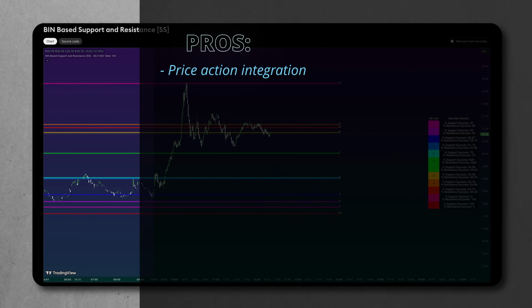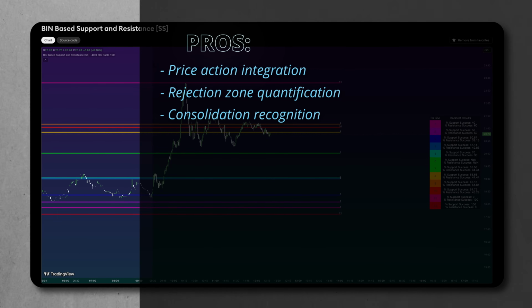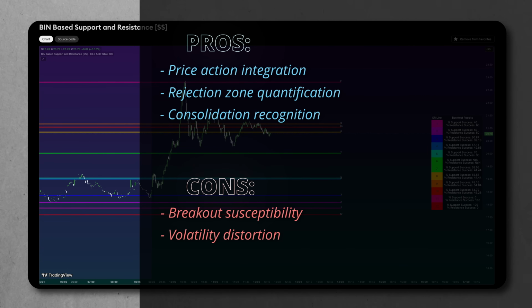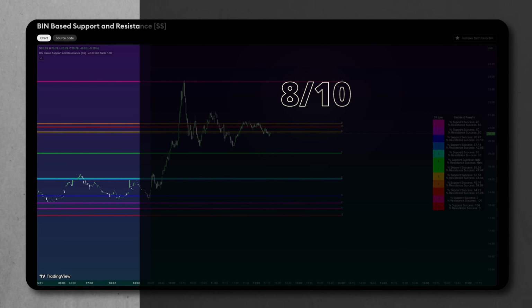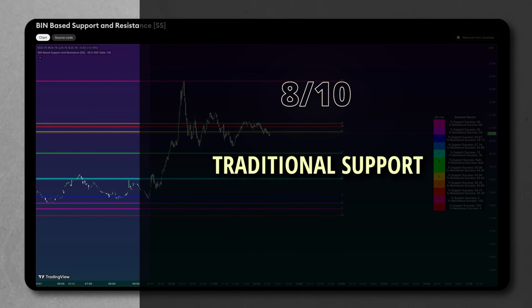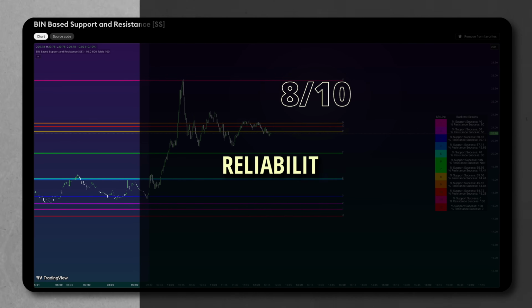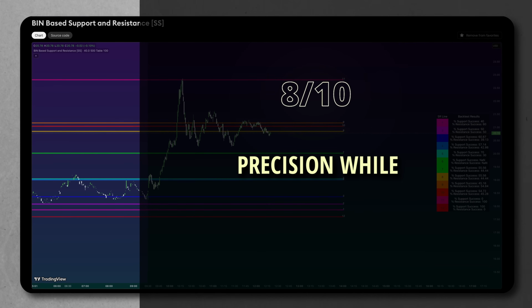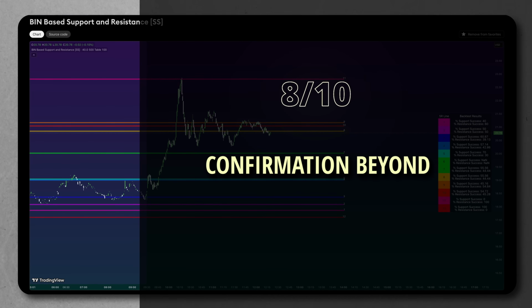Pros: price action integration, rejection zone quantification, consolidation recognition. Cons: breakout susceptibility, volatility distortion, look-back limitation. Ranking: 8 out of 10. It combines traditional support resistance with statistical analysis, offering quantifiable reliability metrics for each level. Its bin-based approach adds mathematical precision while identifying key decision zones for traders seeking objective confirmation beyond visual assessment.